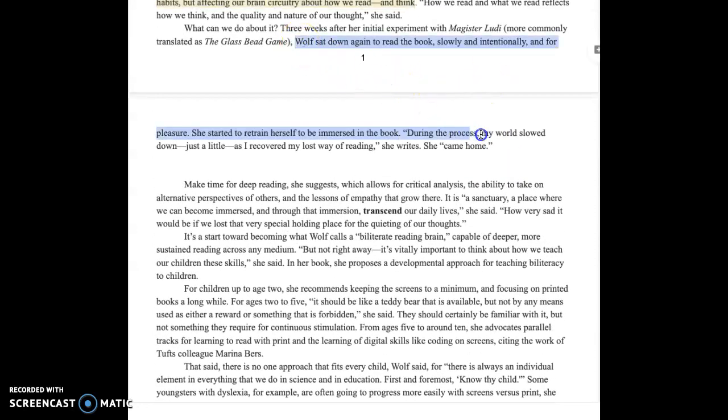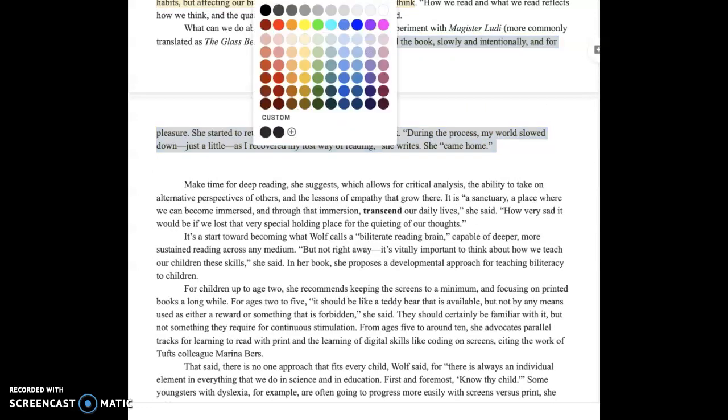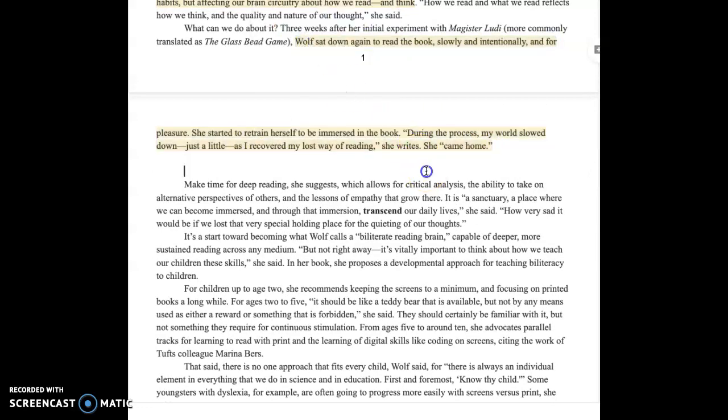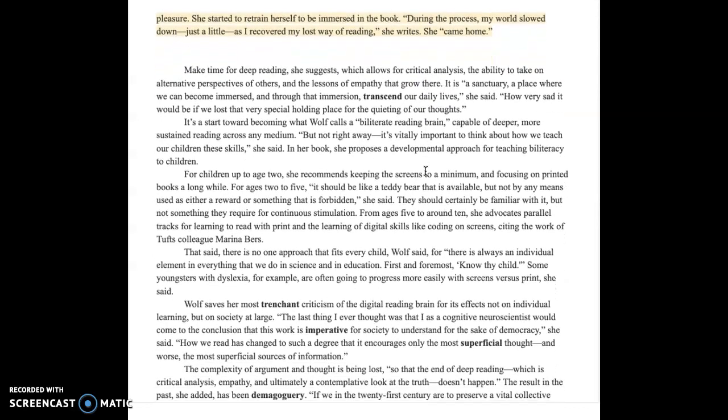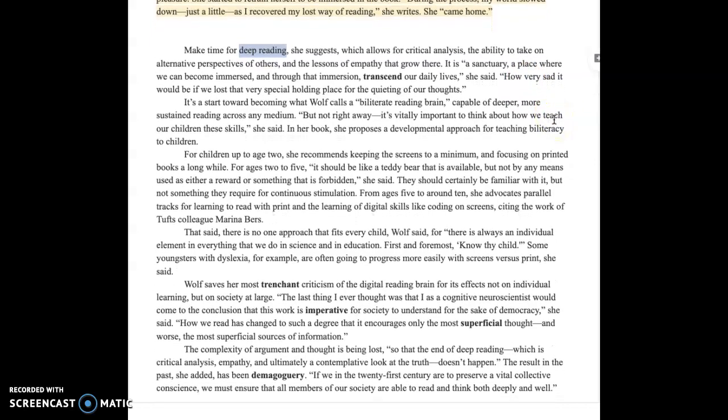I'm going to quote that. Looks really important. So the way to fix it is just to read, to improve our stamina. Make time for deep reading. So she has this term, deep reading. I'm going to highlight that. Deep reading, which allows for critical analysis.